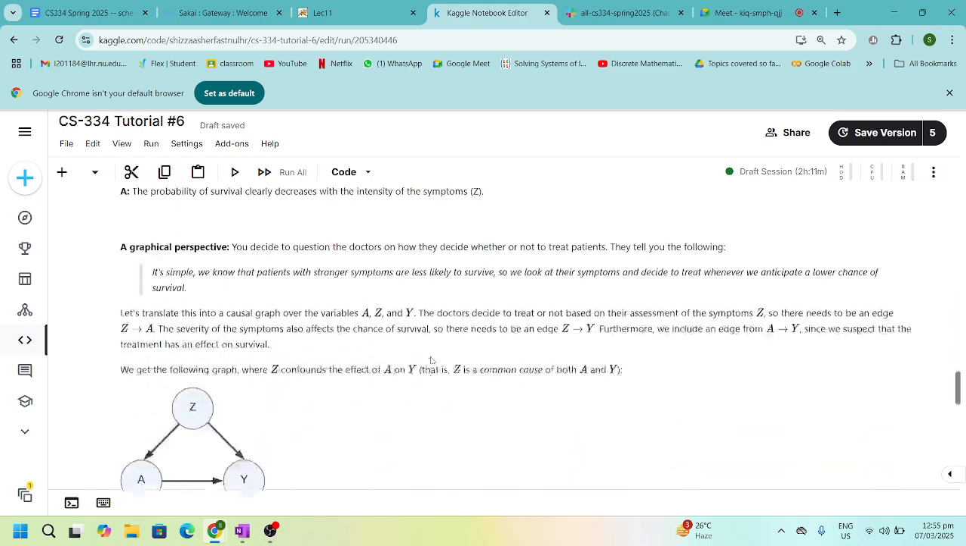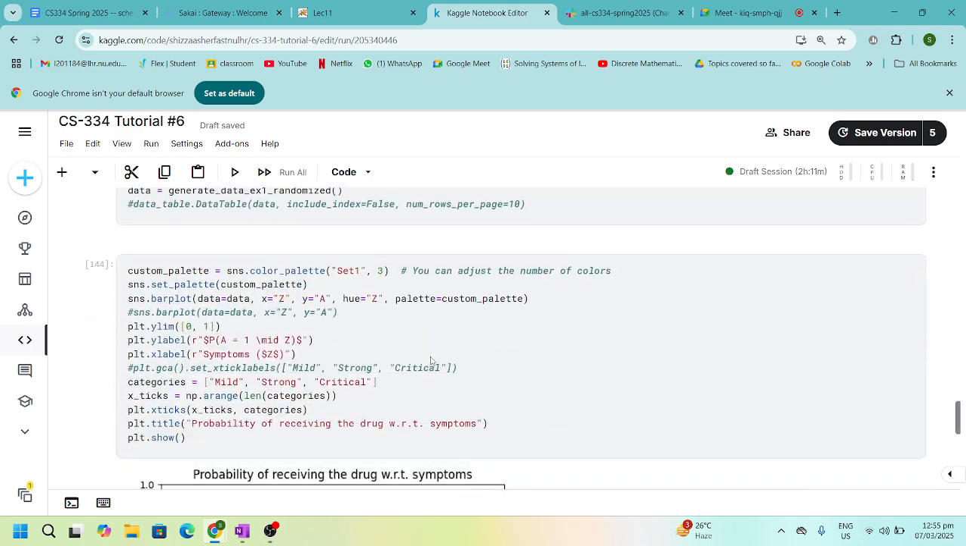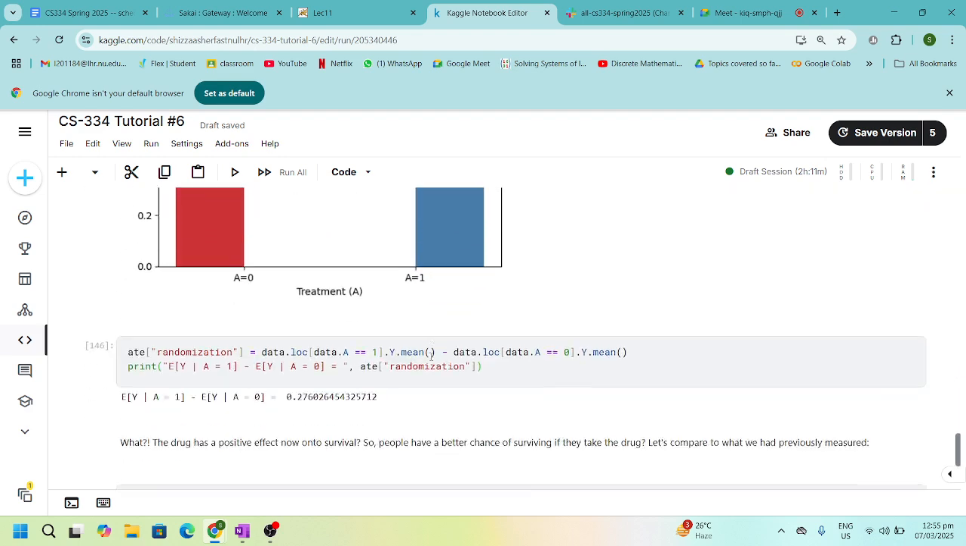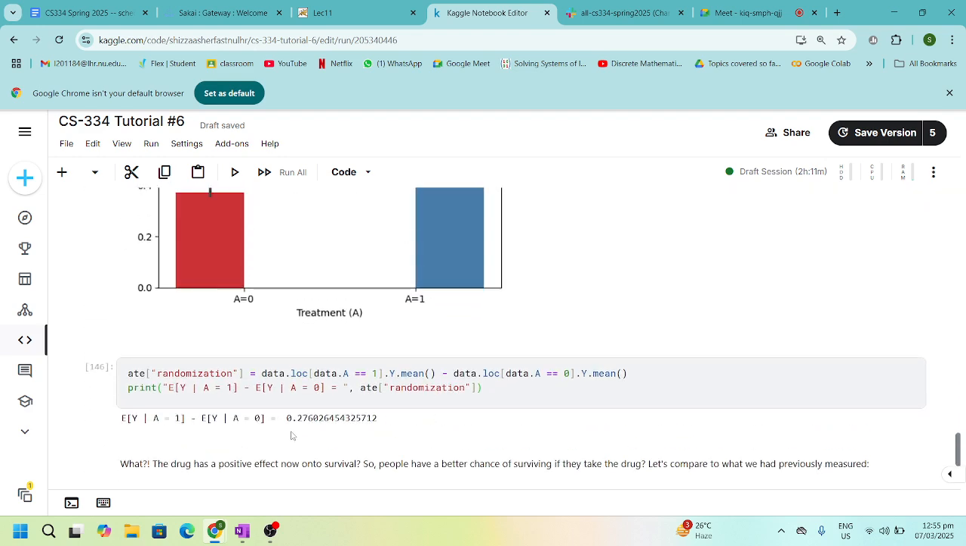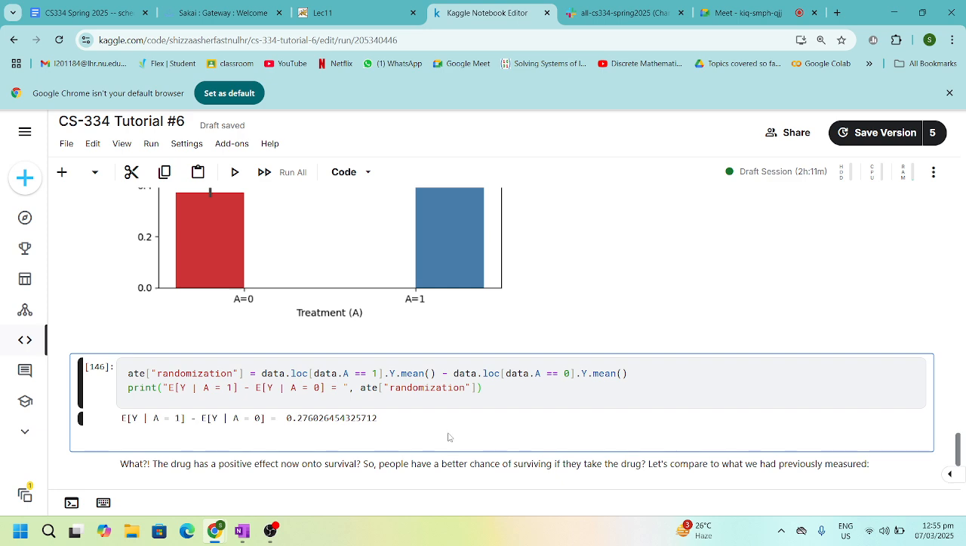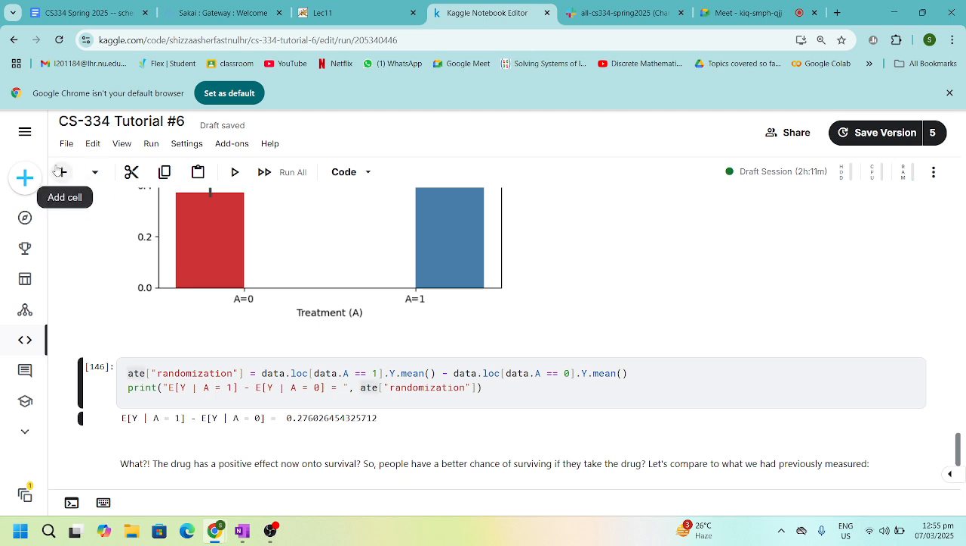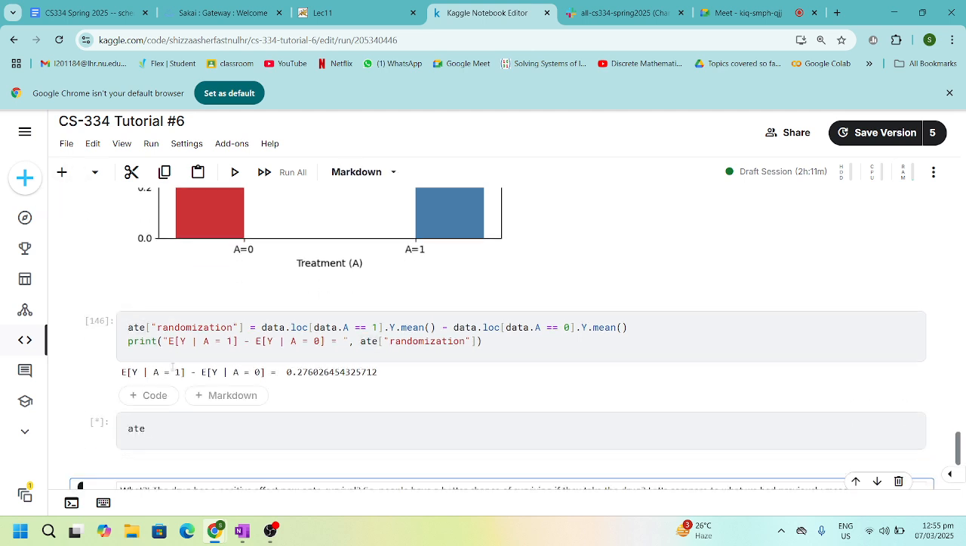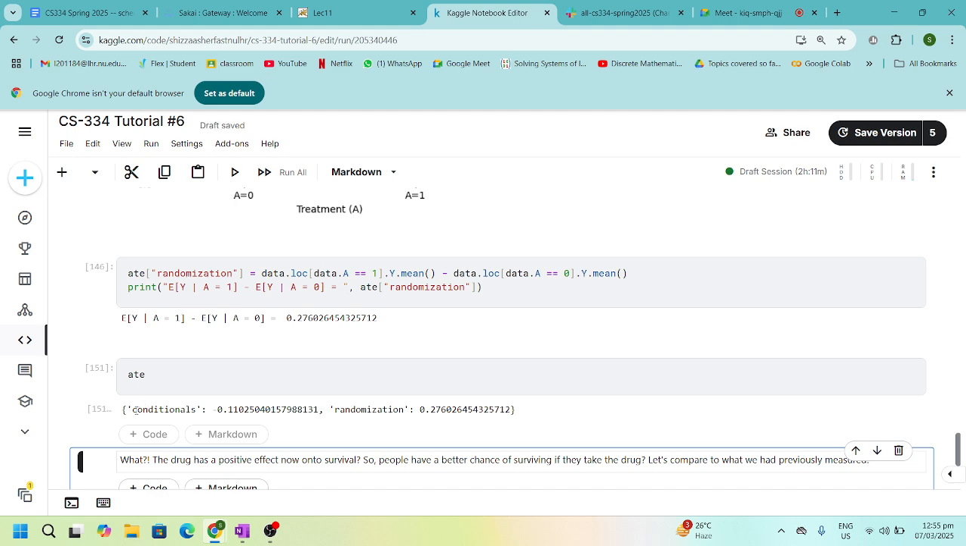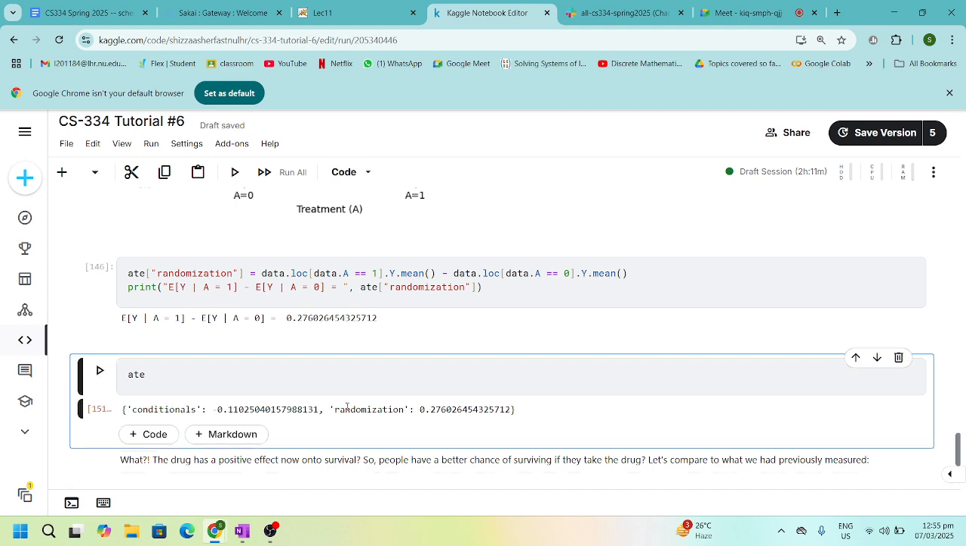Now we have realized that if you're going to administer the drug to a given patient, they have better chances of survival. The value is positive now. This is the ATE for randomization. And that is why I stored it in a dictionary to clarify, so that I have it initially and then I have it when I introduced randomization.